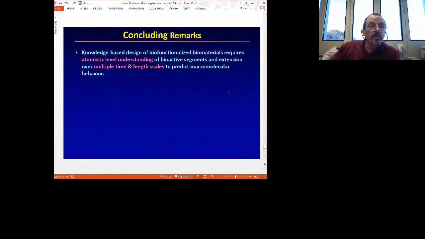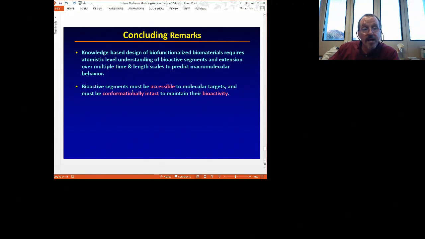So just to conclude then, we said a knowledge-based design of biofunctionalized materials requires atomistic level understanding of the bioactive segments and extension of this over multiple time and length scales to predict macromolecular behavior of our proteins on our surfaces. These bioactive segments must be accessible to molecular targets to retain bioactivity, and they must be conformationally intact. And these are the key things that most of the experimental studies don't provide this kind of information on, but we're designing our experimental systems to be able to assess this.